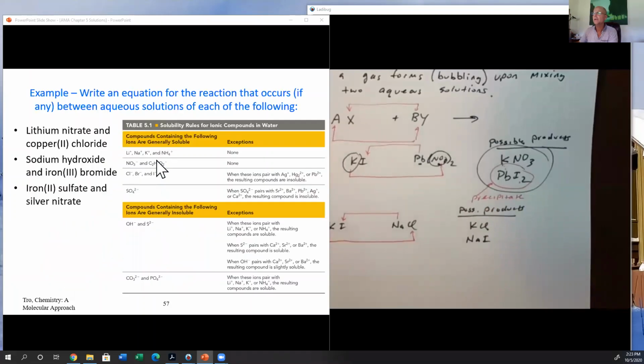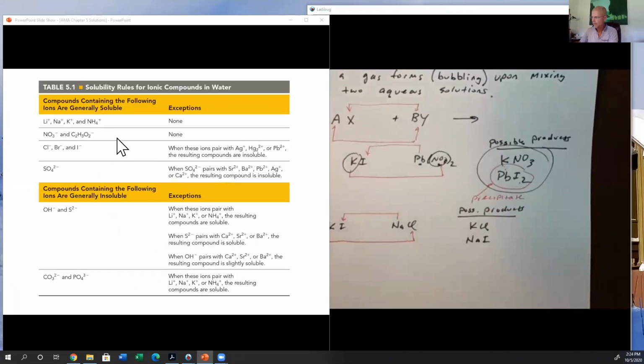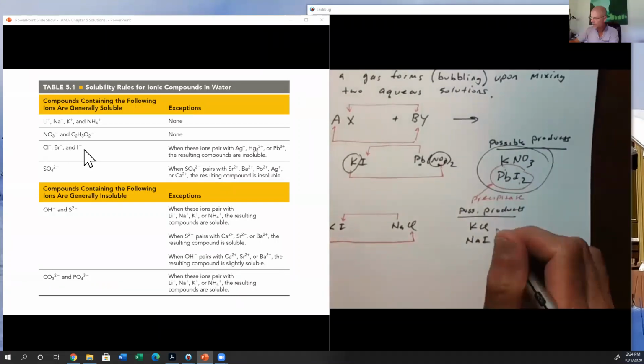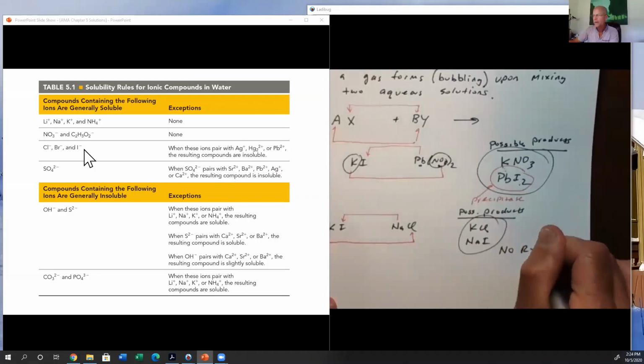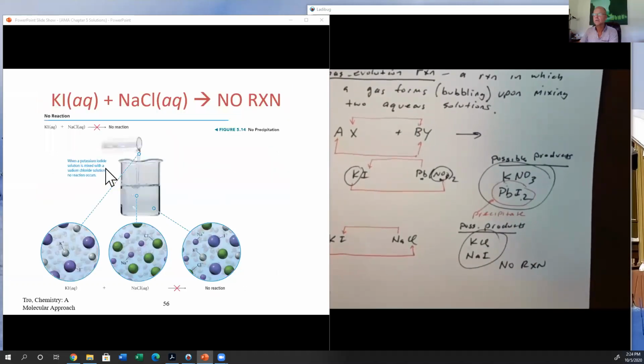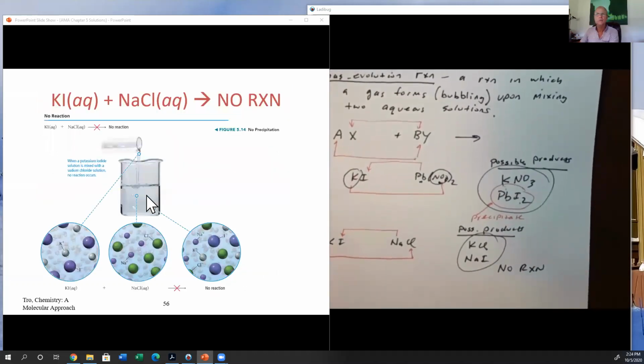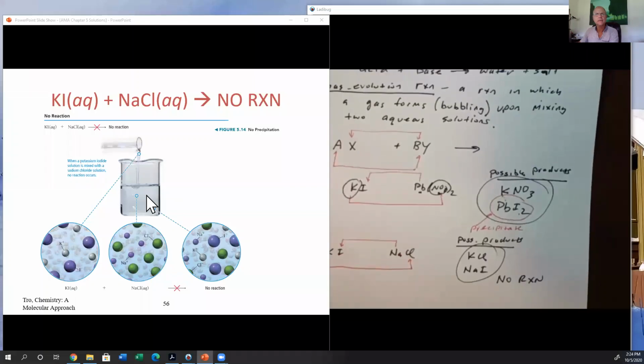And then I'm going to go to my solubility rules. I'm going to say, okay, are any of these insoluble? What do you think? Is potassium chloride insoluble? No, it's soluble. And then what about sodium iodide? Also soluble. So neither of these is insoluble, therefore you have no reaction. No reaction occurs. When you mix them together, they just mix and no solid forms. Does that make sense?